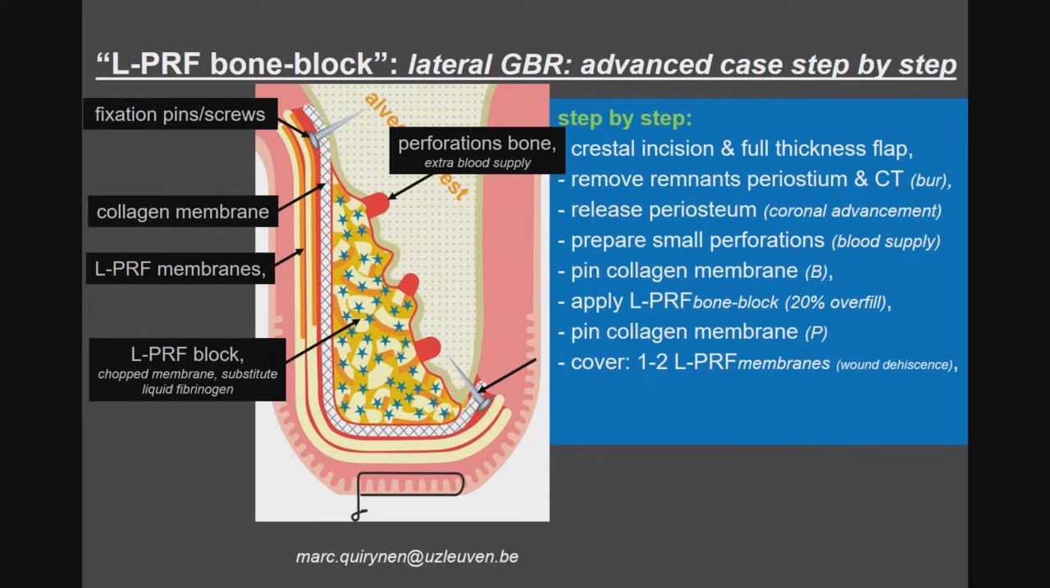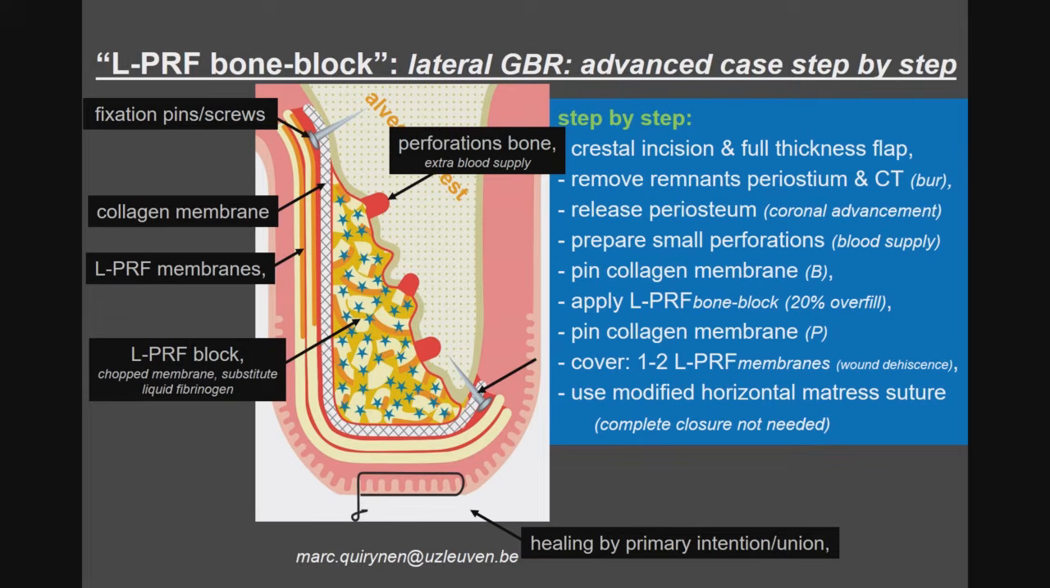What the hell, why would we need these LPRF membranes? Simply, when we have a wound dehiscence, it will help the soft tissues to heal, and the healing will be much faster. Plus, it has antibacterial capacity. No plaque formation. And then you have to suture, preferably for a healing by primary intention. So the flaps together.